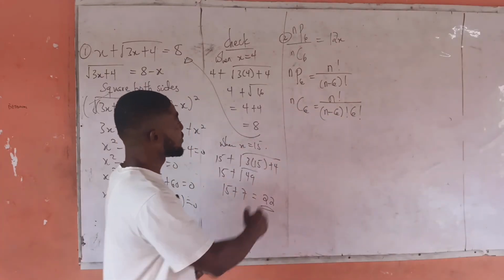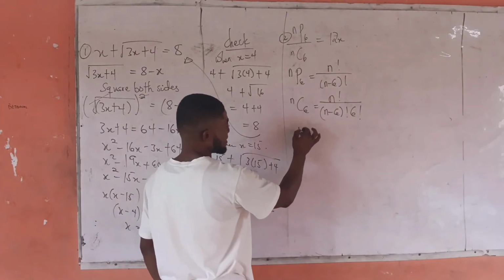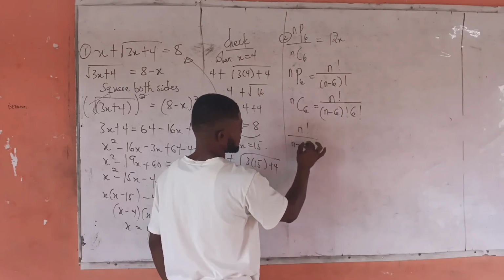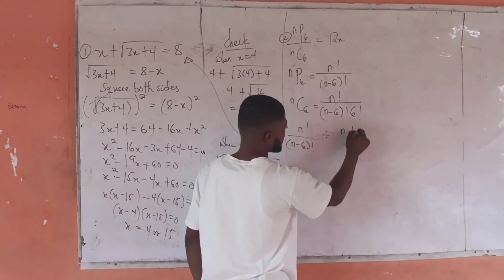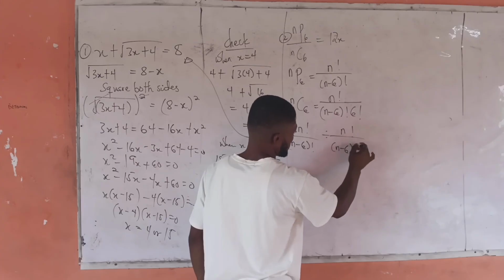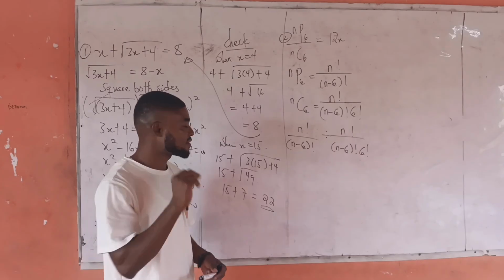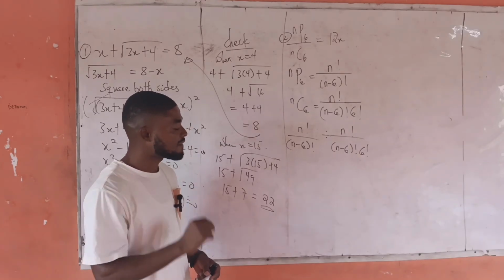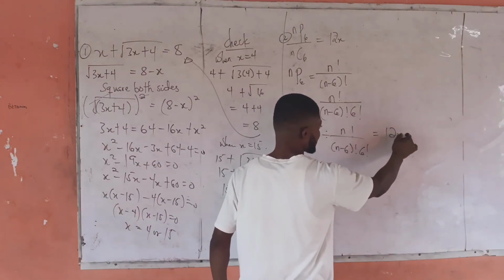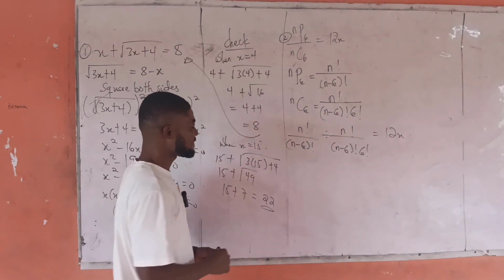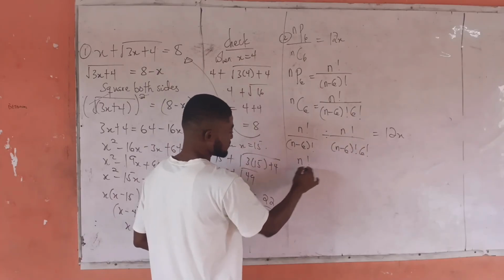And then from here, we see this is division. And so we apply the concept of division over here. And so we have n factorial over n minus 6 factorial divided by n factorial all over n minus 6 factorial 6 factorial. This is equal to 12x. And then also, don't forget, we are going to reciprocate so that we change this to multiplication.